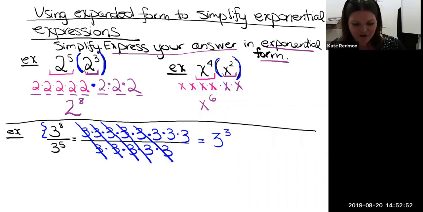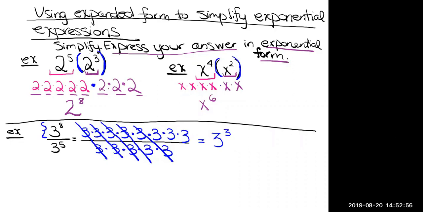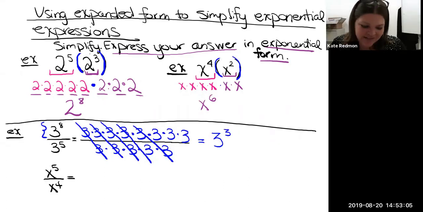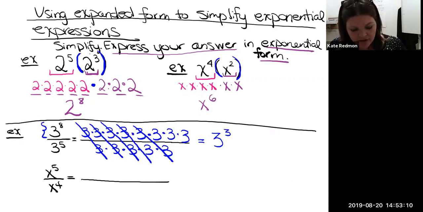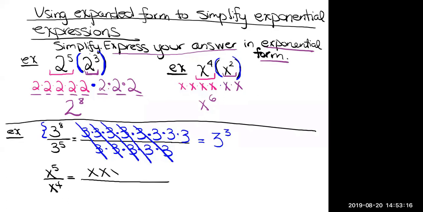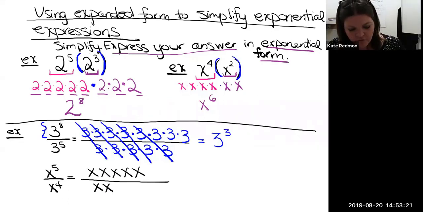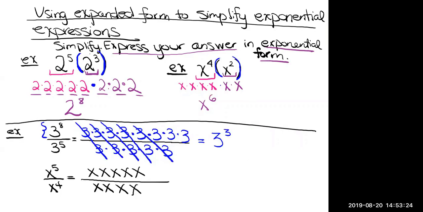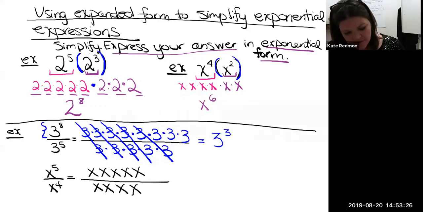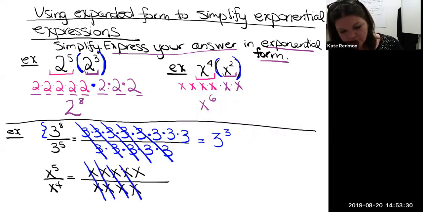I'm going to do one more before I stumble upon his brilliant observation. Okay, let's do one with x's. x to the 5th over x to the 4th. Let's write x to the 5th out in expanded form. Help me out, guys. X times X times X times X times X. And x to the 4th power would be 4 of those x's. We realize that when we have the same factor on top and bottom of a fraction, they cancel. That's 1 for 1, 1 for 1, 1 for 1, 1 for 1. And I would just be left with a single solitary x.